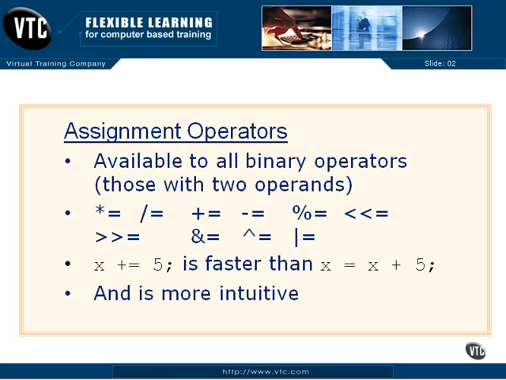The assignment operators are available to all binary operators. Now remember, a binary operator is one that has two operands. It has one on either side of the operator, on the left and the right. Then the result of the operation is put to the left side of the equal sign into a result variable. A unary operator, as we remember, is one that only has a single operand. There's not two of them together.